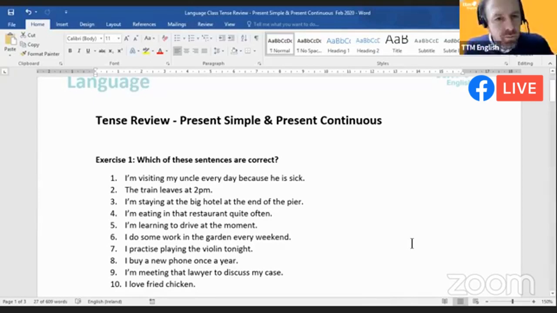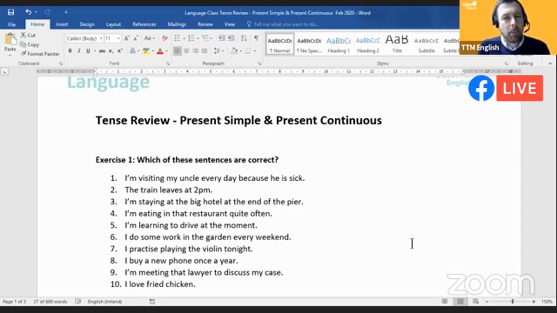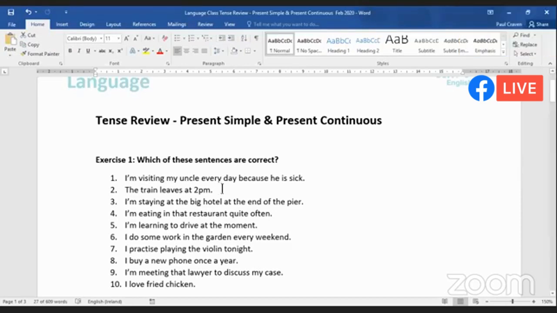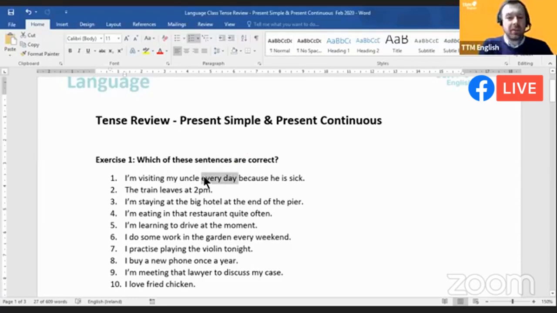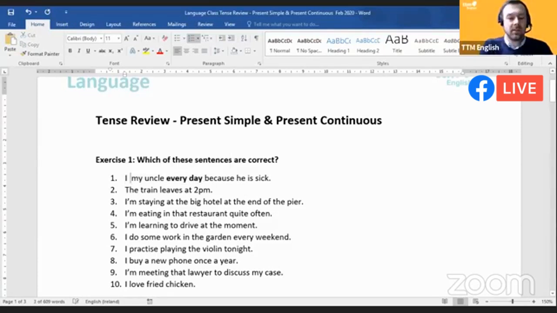Okay, so let's go through then. So, Laura, what did you say then? Not number 1. You're not happy with number 1. Why are you not happy with number 1? Because it's every day, and habits. Yeah, so if it's every day, that's a great phrase, isn't it? That means it's usual, it's normal. Okay, so it's a habit. So what do you think we should do? It has to be present simple. It should be present simple, shouldn't it? Yeah, I visit my uncle every day.